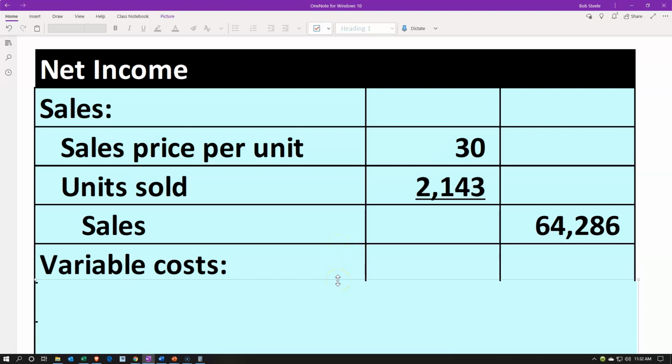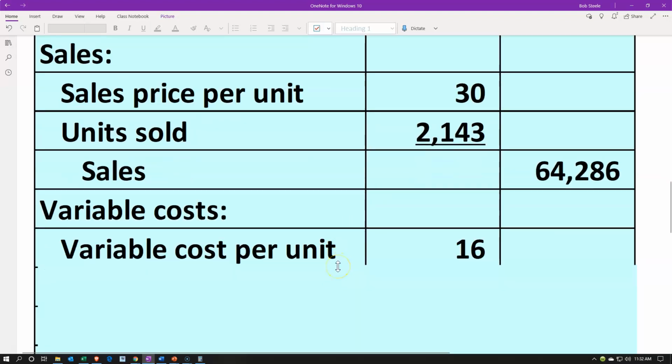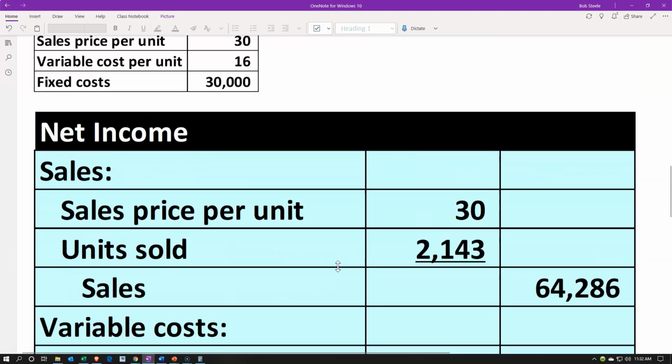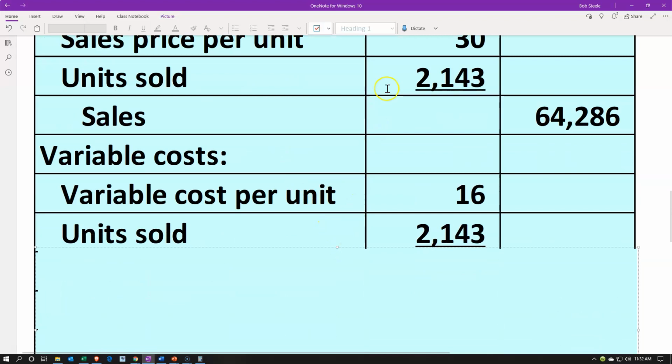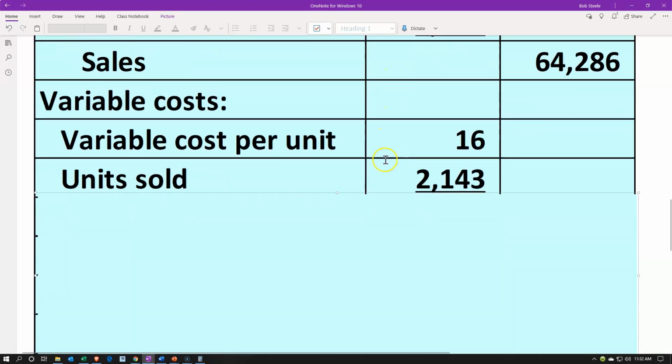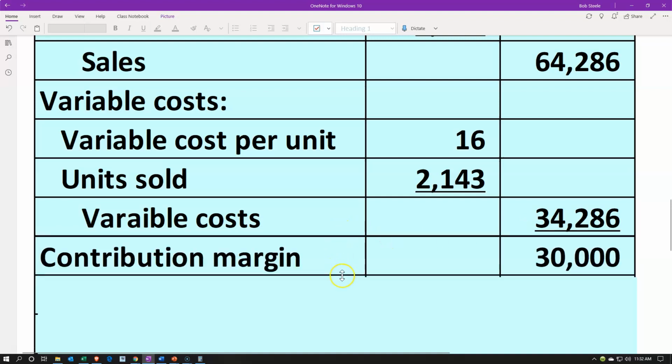And then instead of going to the cost of goods sold, which would be by category, we're going to go to the variable costs, which is by behavior. We'll calculate the variable costs as the variable cost per unit, $16, multiplied times our break-even point. Once again, that same 2,143 that we need in order to break even, because that's what we're trying to prove here. That $16 times the 2,143 will give us variable costs of 34,286. Then the sales minus the variable costs will give us a contribution margin of 30,000.